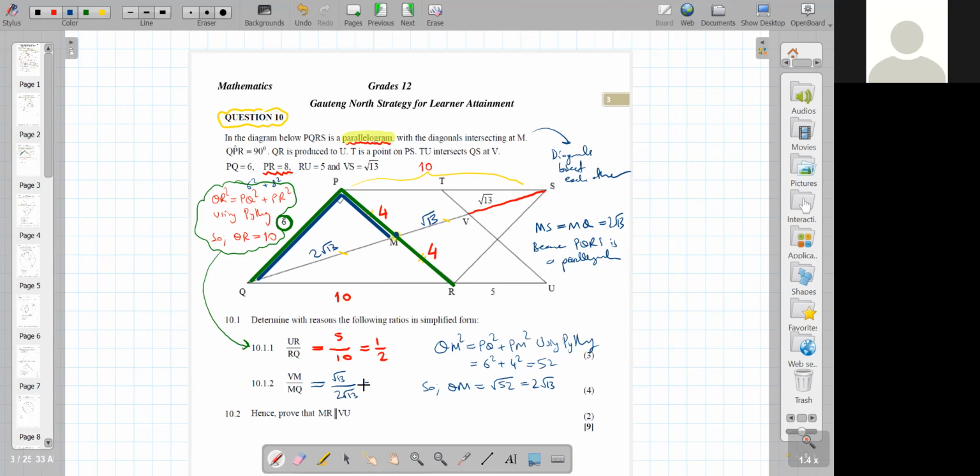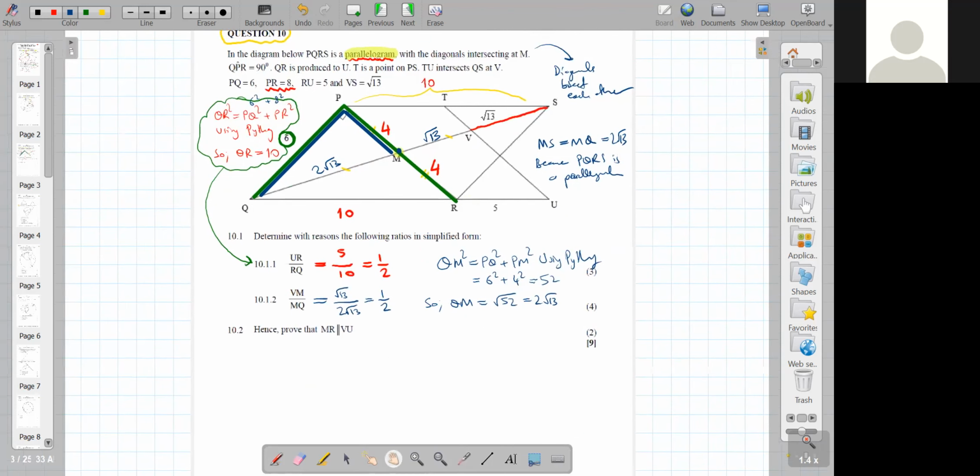And then the last question says MR is, where is MR? MR is parallel to VU. So how come these two lines become parallel? What can we use as a ratio or relation? I just want to highlight and draw that shape down here so that we can see it easier.